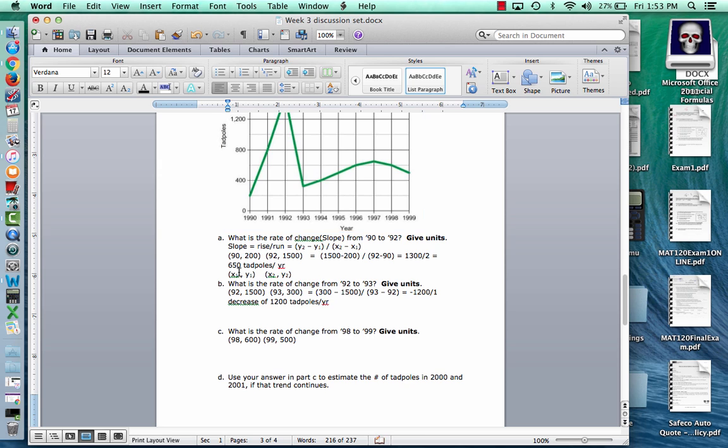So using the same formula, this is my x1, y1, x2, y2. So we're going to say, okay, y2, which is 500, minus 600, y1, divided by the difference in the x's, 99 minus 98. So that should give us negative 100 divided by 1. So the answer would be a decrease of 100 tadpoles per year.